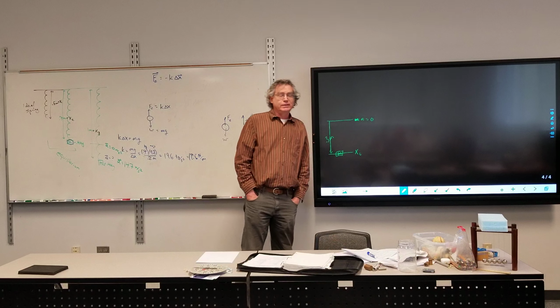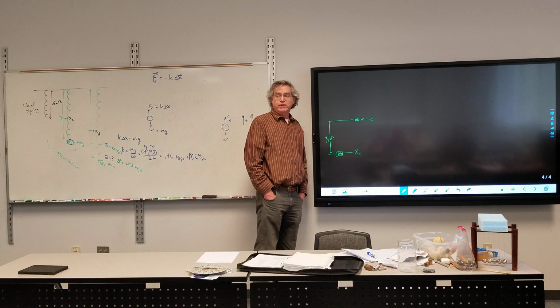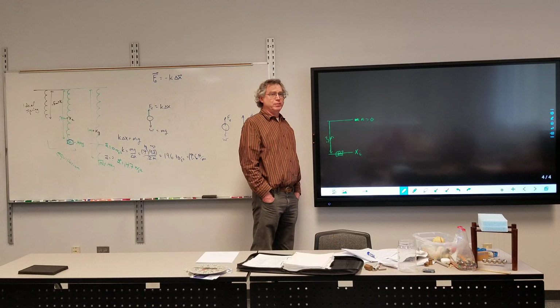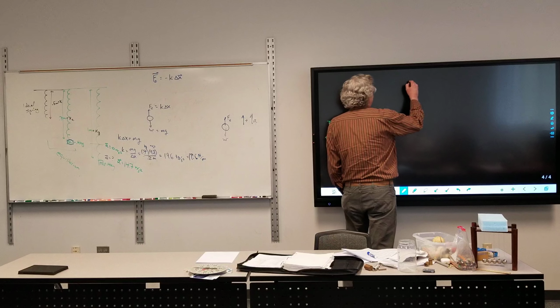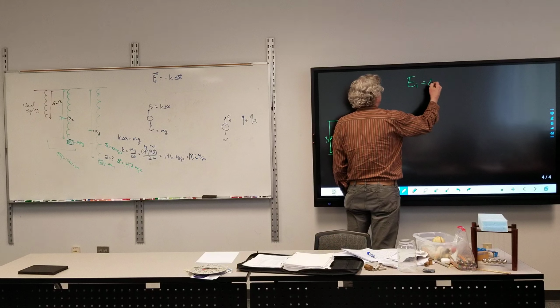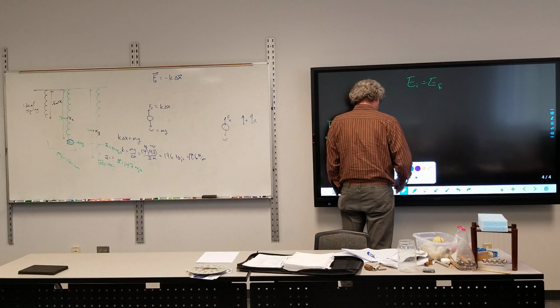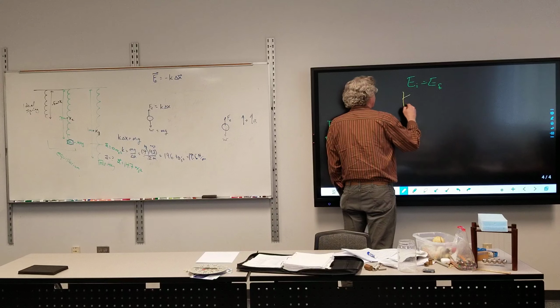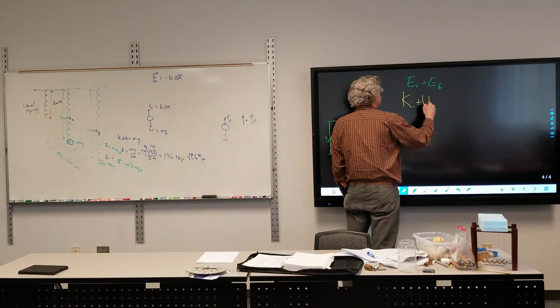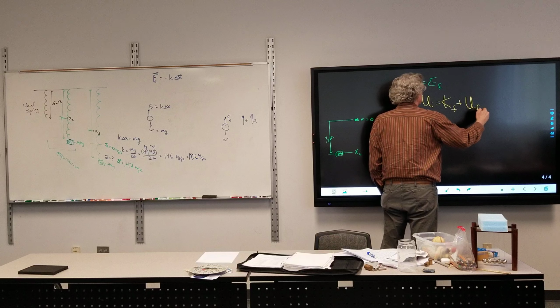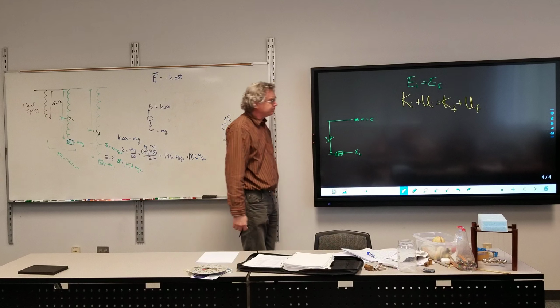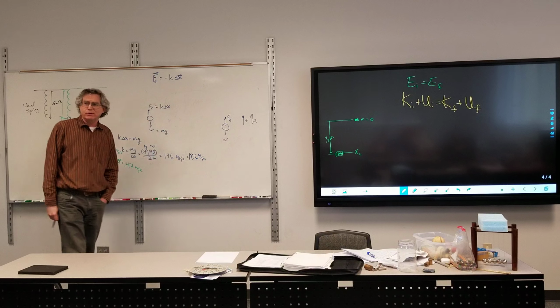All right, so that's a conservation of energy problem. What are my 2 types of energy? Kinetic and potential. Yeah. So energy initial equals energy final. Kinetic energy initial plus potential energy initial equals K final plus U final. I'm about to ask that question. Let's just go ahead, do it.